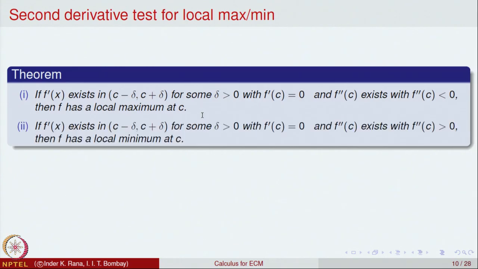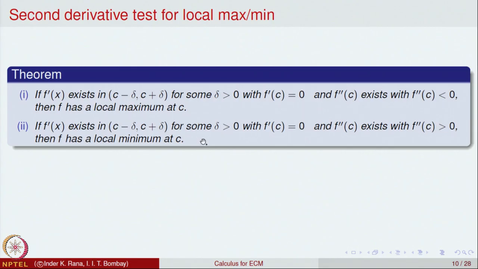So, a similar condition holds for the local minimum. If the first derivative exists in an interval around the point C, the first derivative is 0 at the point C, and the second derivative is bigger than 0 at the point C, then the function has a local minimum at the point C. So, this is what is called the second derivative test.